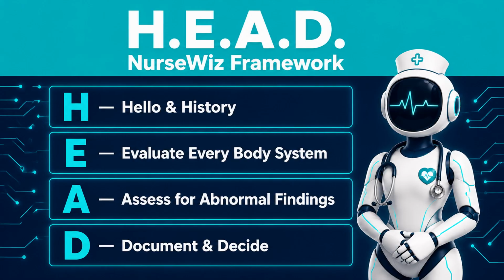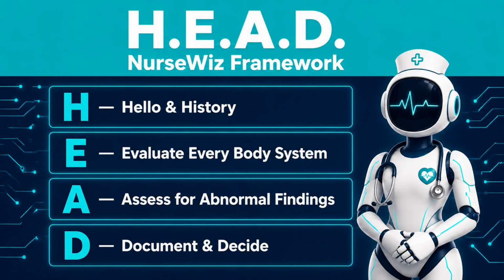A. Assess for abnormal findings. Compare both sides, look for changes, and recognize red flags. Abnormal isn't only what appears on a textbook list. Abnormal is also what's different from this same patient an hour ago. That's why you read the last shift's assessment before you walk in, not after.